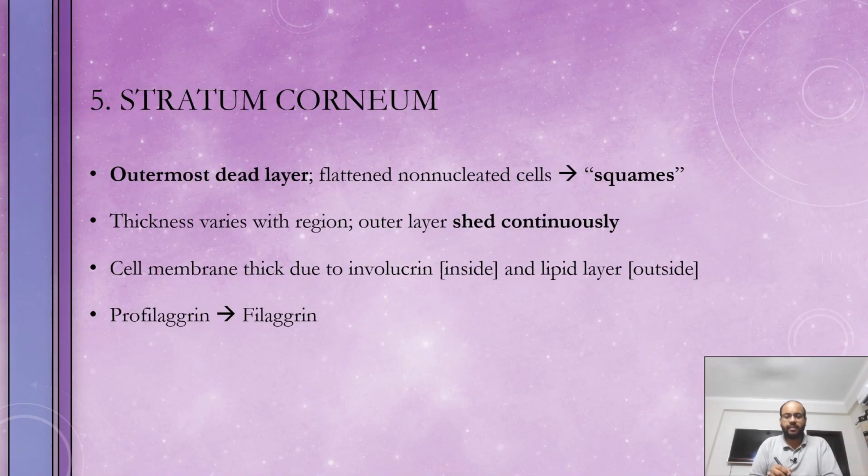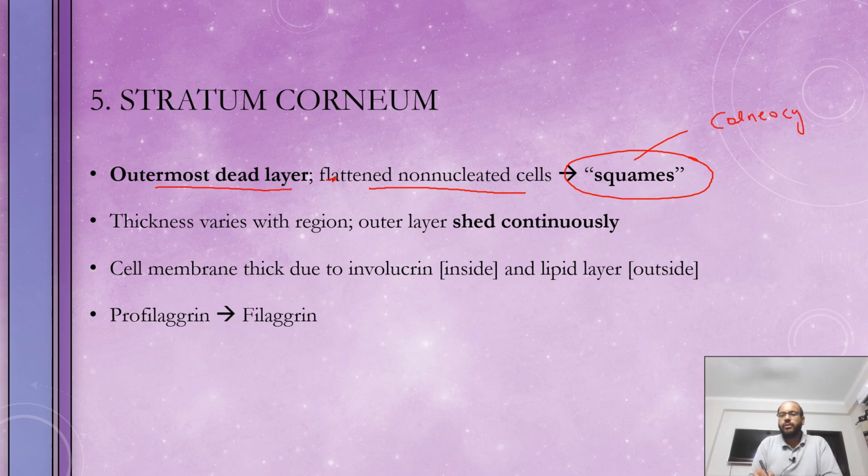Stratum corneum is the last layer now. So it is the outermost dead layer consisting of flattened non-nucleated cells, which are known as squames. Squames means flattened cells basically, and these are what we call corneocytes, or cells of the stratum corneum. The thickness of the layer varies with region, and the outer layer is shed continuously. So the natural shedding of the skin, it is shed continuously.